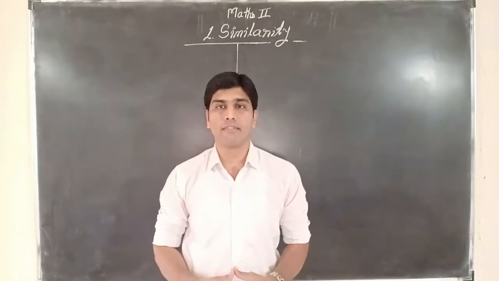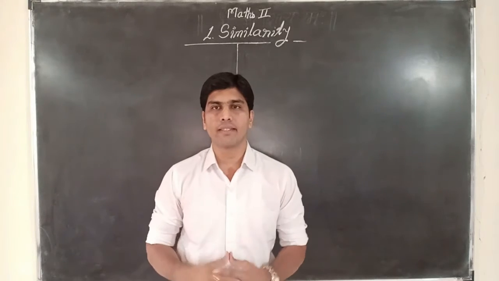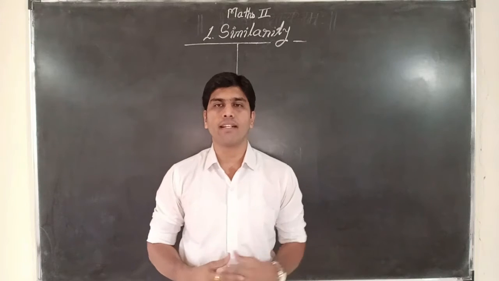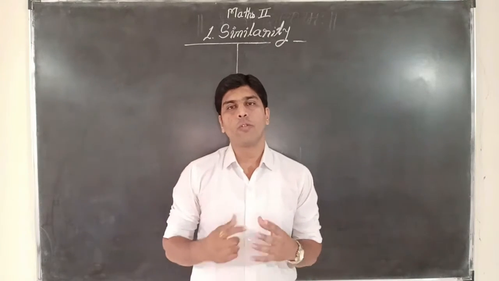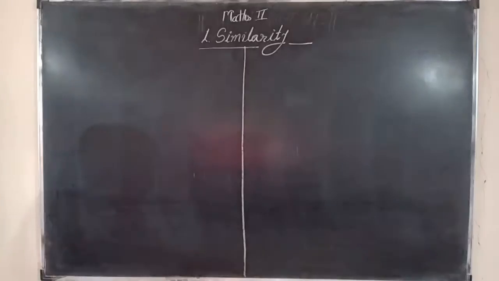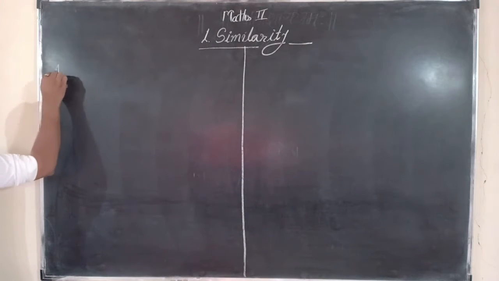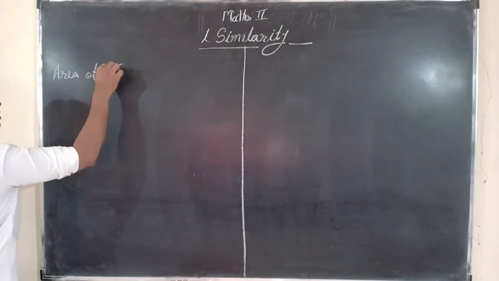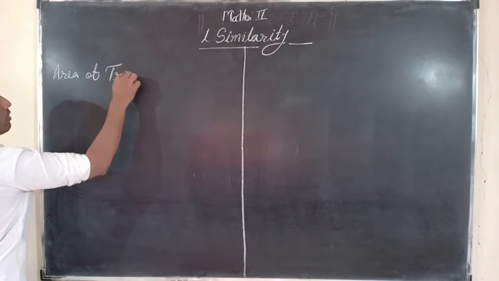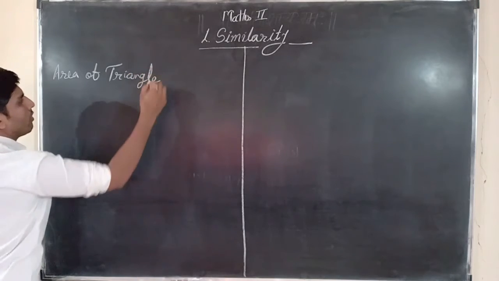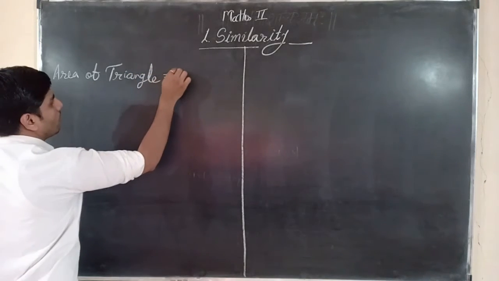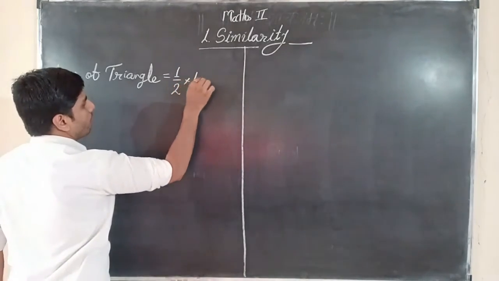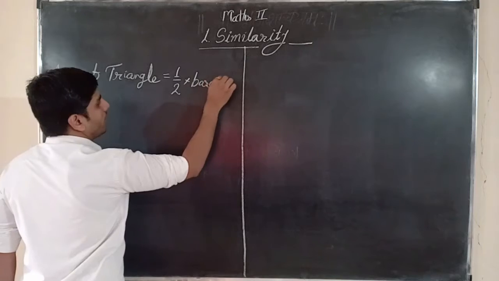Friends, today we are going to start with the first topic of Maths 2, Standard 10th. We have already studied what is area and what is ratio in the last standard. We also know the formula to find the area of a triangle. We know that area of triangle is equal to 1 by 2 into base into height.